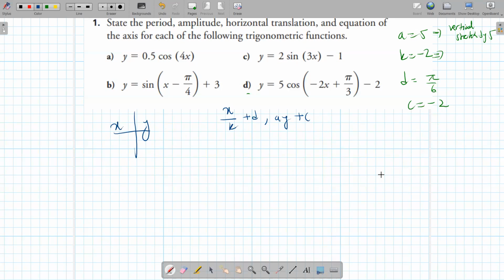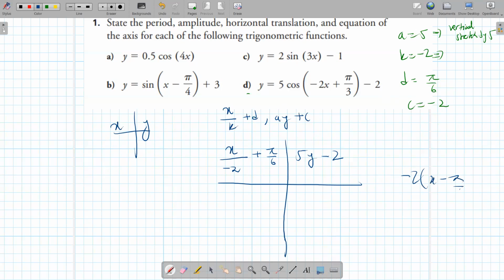So now we just plug and chug. This is going to be x over -2 plus pi over 6, the mapping rule, and then ay, so 5y minus 2. Wait, isn't it minus pi over 6? No, because the d value is positive. It came out negative in the bracket, right? The rubric says the general form is k(x minus d), so d is the positive pi over 6, the opposite. Then minus 2, and you just plug in your values from the parent function.